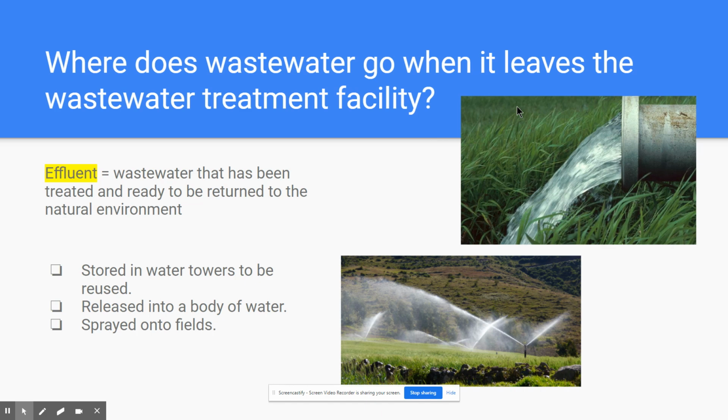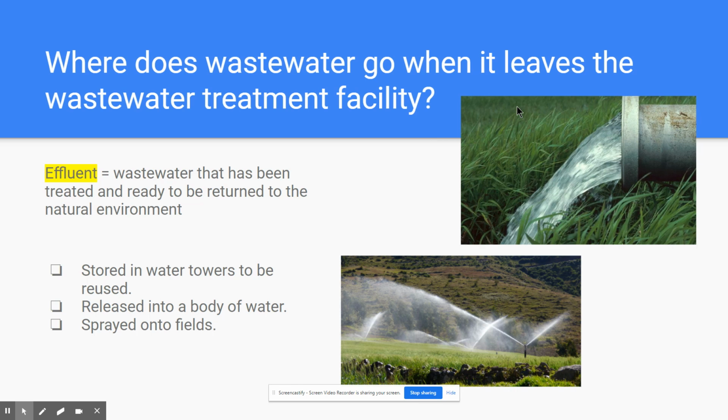Okay, so we're almost done. Let's write this question down. Where does wastewater go when it leaves the wastewater treatment facility? Good question. So now the water has been treated. Okay, it is clean. It is no longer technically wastewater. It's now like clean wastewater or clean water, right? This is called effluent. We talked about this in the beginning. Effluent, the ending, basically what you have at the end. This now is water that is ready to be returned to the natural environment.